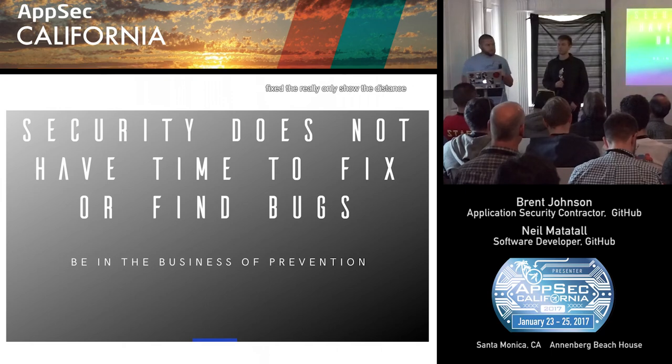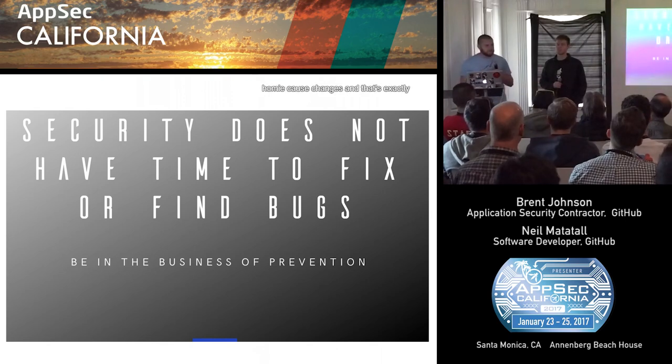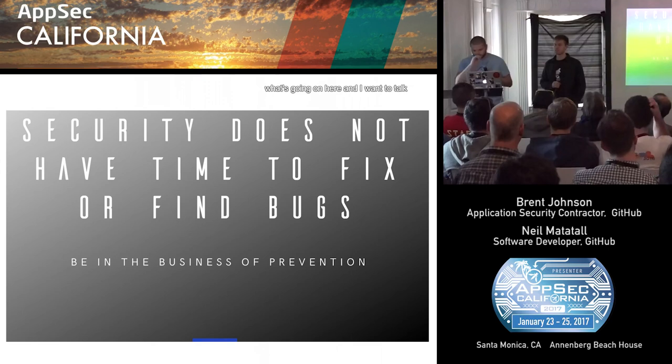The reason you only show the diff is because you cannot expect anybody, including a security engineer, to review an entire report at all times. The human brain, when it has too much information to process, can only process changes. And that's exactly what's going on here.